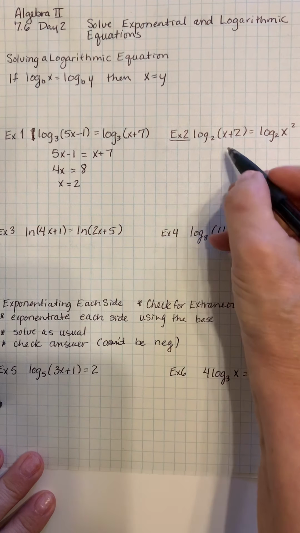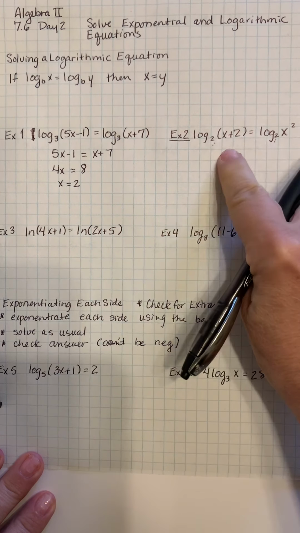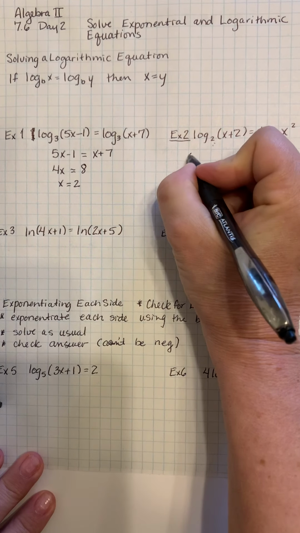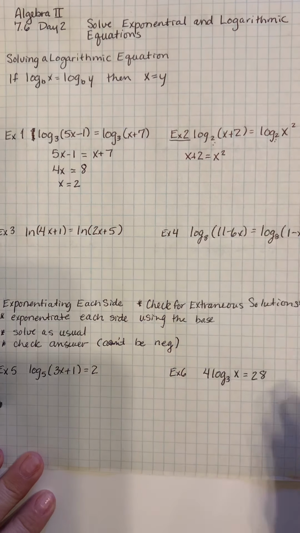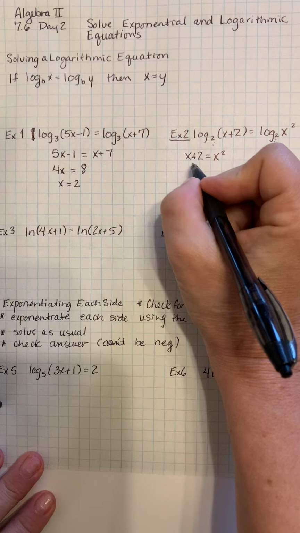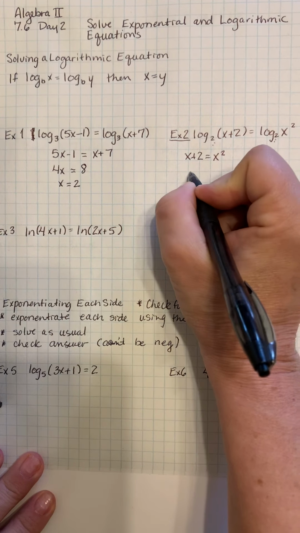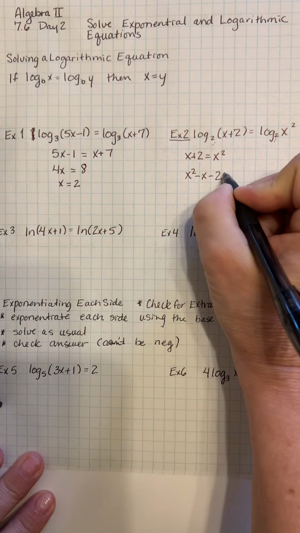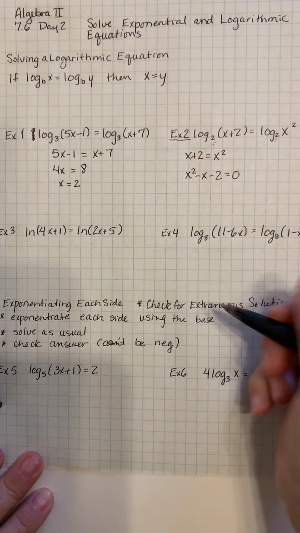Coming over here, notice they both have the log base 2, and there's one term on each side of the equation. So we just set them equal to each other. x plus 2 is equal to x squared. And now we would have to solve it. I'm going to bring everything over here. So this is going to be x squared minus x minus 2, and set it equal to 0 to solve it. So I use the commutative property and put the 0 on the other side.